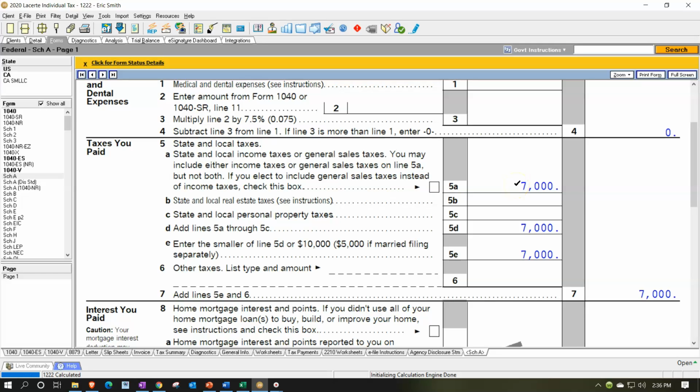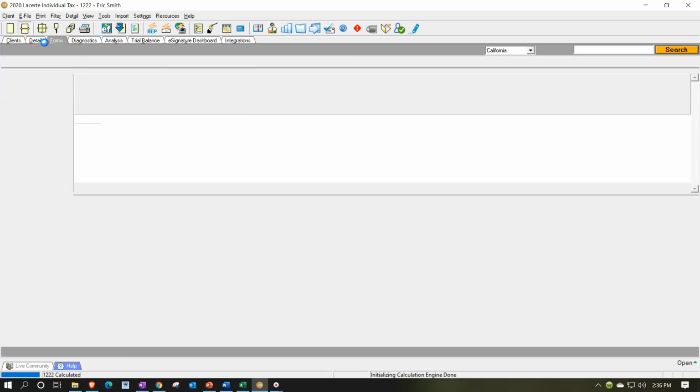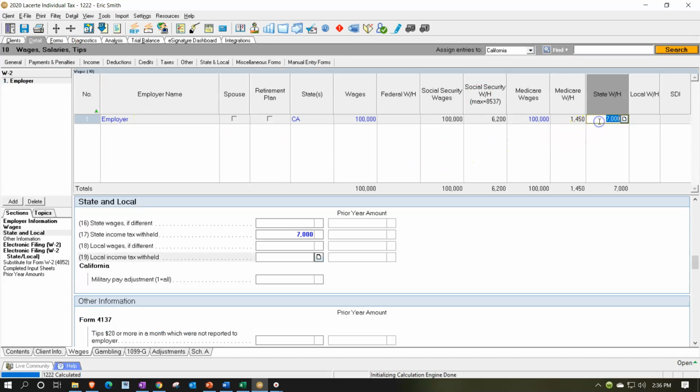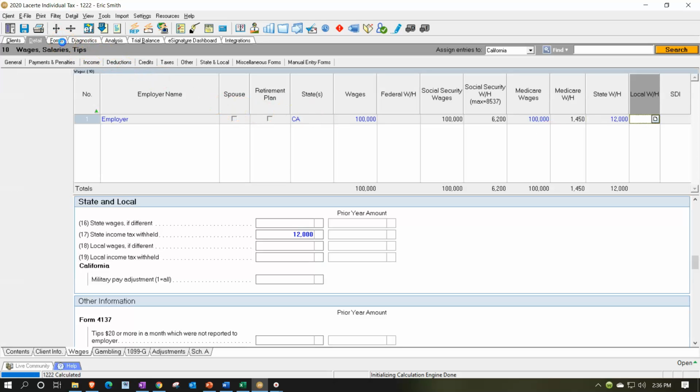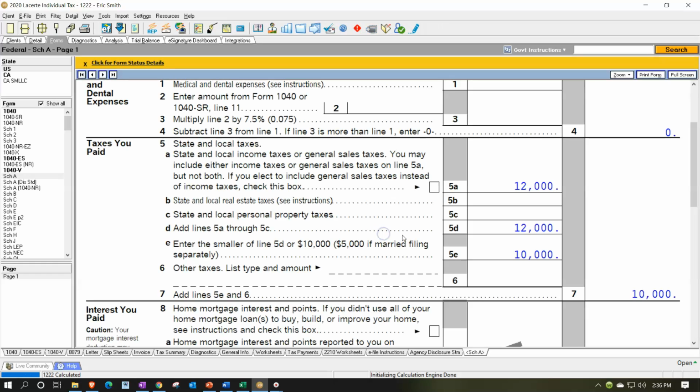Now let's put this over the 10,000 to see the limit, to see the cap applied. If I go back over here, let's put this over to 12,000. So let's say we withheld 12,000, and come back over to the forms. Now it said, okay, we withheld 12,000 and it capped it at 10,000, so we only got the 10,000. That's the cap.